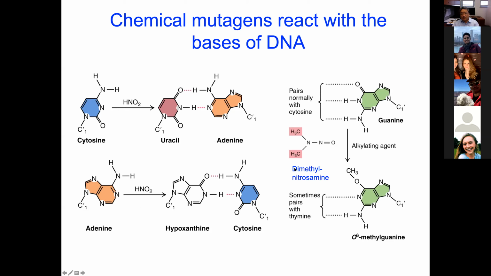There are also various other reagents. For example, dimethylnitrosamine, which is a pretty reactive molecule. It can modify the guanine base and add a methyl group to the 6 position oxygen.